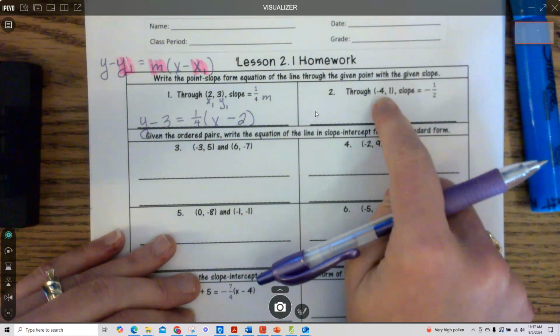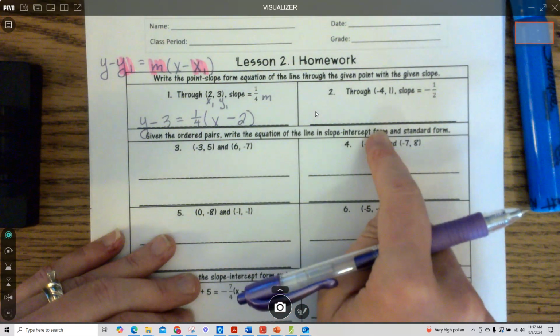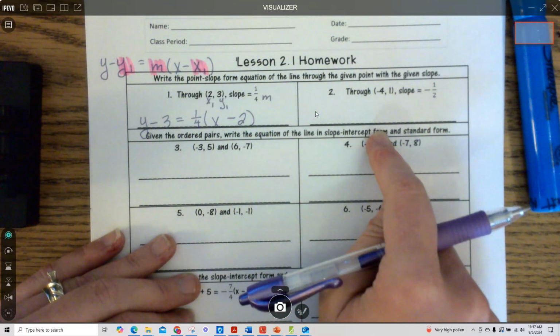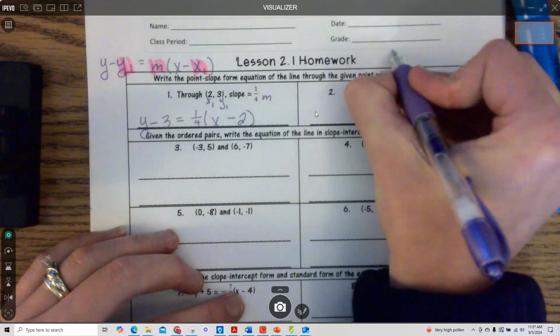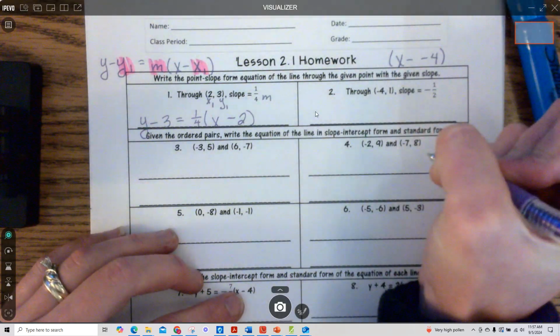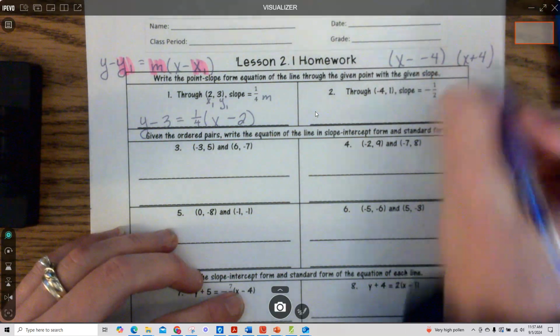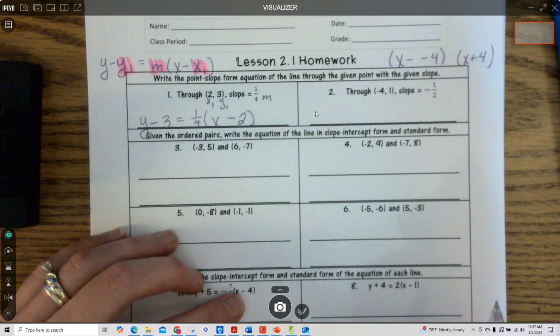When you get negatives, remember we don't write minus a -4. What do we write instead? Yeah, so we wouldn't write x minus -4. Also, don't drop that negative sign. It would just be x plus 4. So be really careful with your signs.